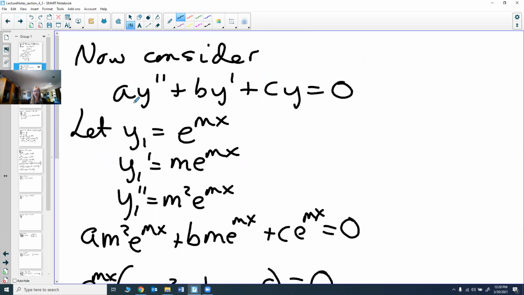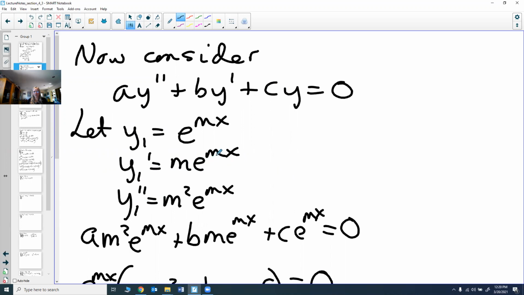Now we can use this. Let's consider a times y double prime plus b times y prime plus c times y equals 0. Let's just suppose for a moment that y1 equals e to the mx. Let's guess that that is a solution to this. So we're going to plug it in, which means we're going to prove it is really a solution. So we're going to do y prime and y double prime.